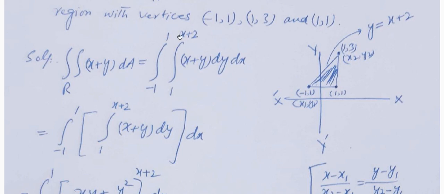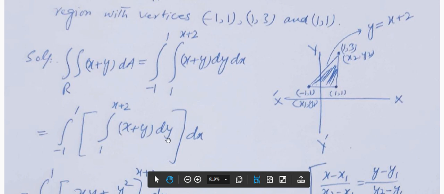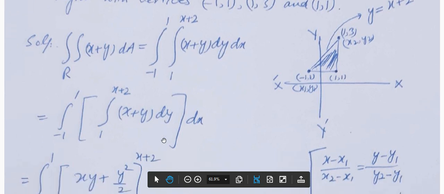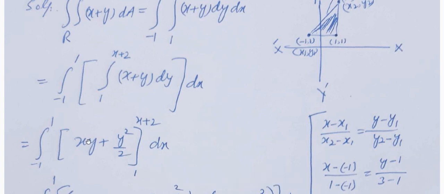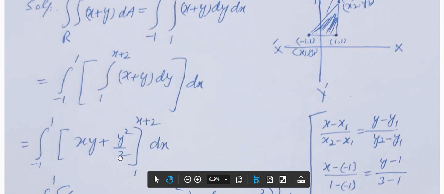So first you can solve the inner side, and you have to integrate with respect to y. So in that case your x will be just like a constant. So the integration of x with respect to y is xy, plus the integration of y, which is y squared divided by 2, and the limit is from 1 to x plus 2.